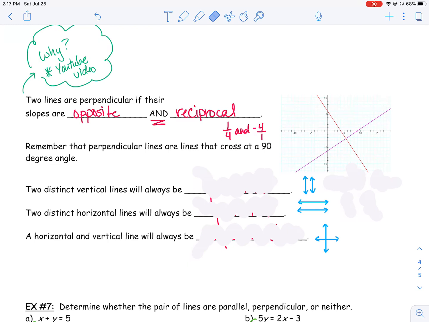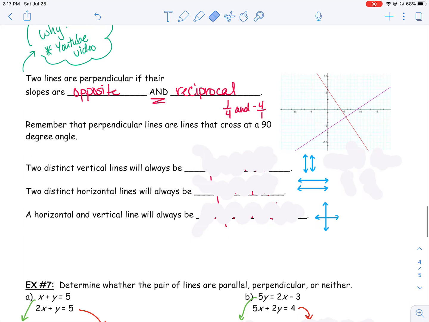Pretty cool, huh? Well, I found a cool video on YouTube that gives you a visual representation of why that is. You might want to take a few minutes and look at it so it'll make even more sense. Opposite reciprocals. They have to be both. It can't just be one or the other. But if two lines have opposite reciprocal slopes, then they are definitely perpendicular. They cross exactly at a right angle.